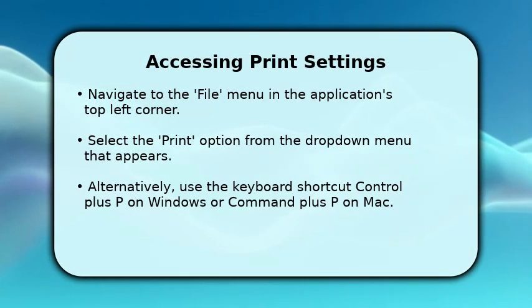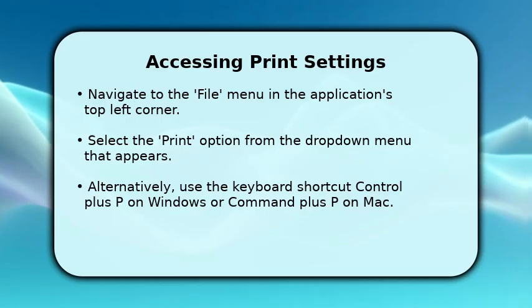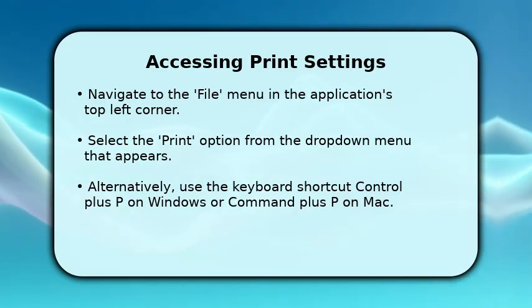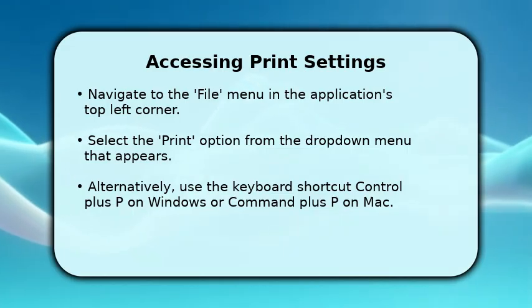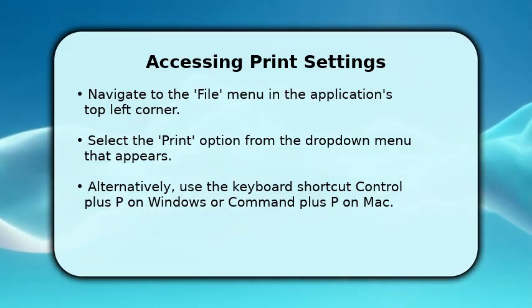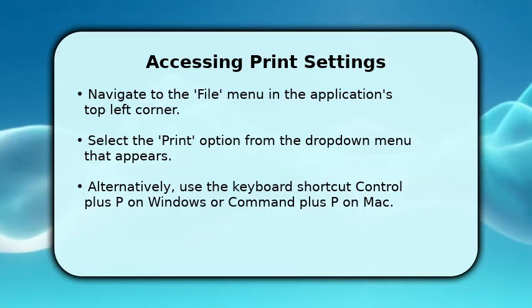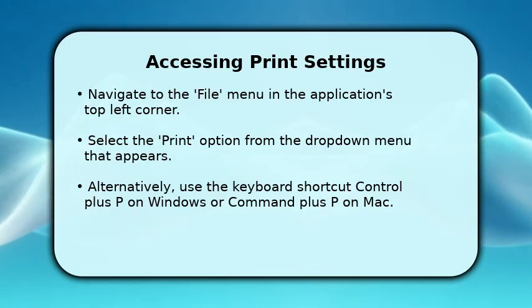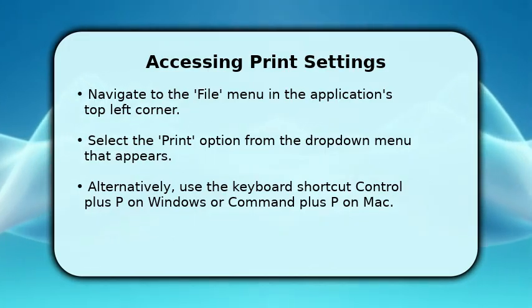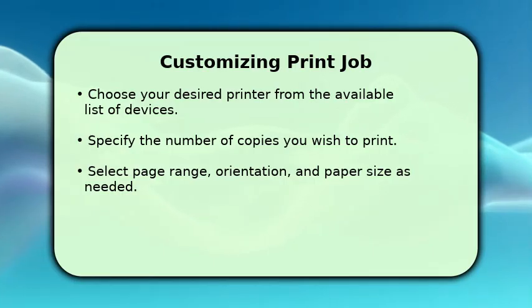Now that your eOffice file is open, it's time to access the print options. Look for the File menu, usually located in the upper left-hand corner of your application window. Click on it, and a drop-down menu will appear. From there, select the print option. For a quicker method, you can also use the keyboard shortcut, Ctrl+P on a Windows computer or Command+P if you're using a Mac.